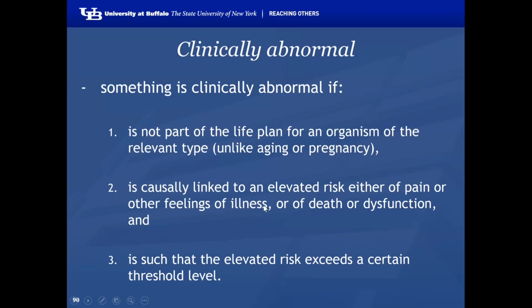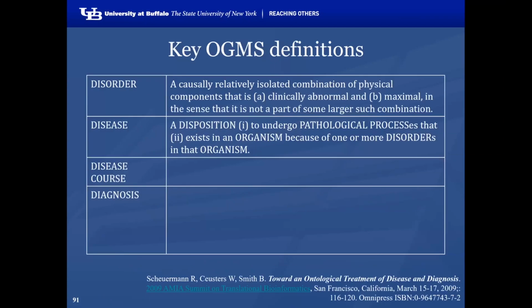Second condition, causally linked to an elevated risk either of pain or other feelings of illness or of death or dysfunction. Okay. Now, pregnancy is causally linked to an elevated risk of either pain and so on, right? But it is explicitly excluded already here. Secondly, is such that the elevated risk exceeds a certain threshold. That's the definition of clinical abnormal.